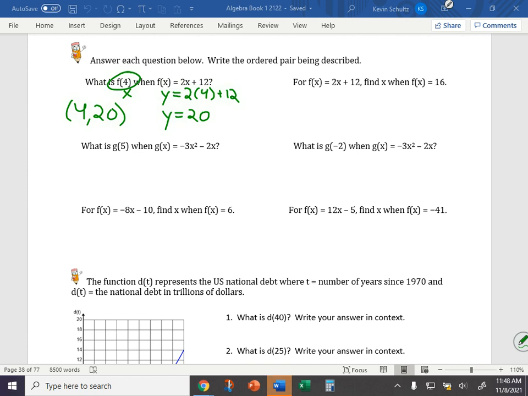Again, success requires you to understand what this question means. When it gives you that notation, f of a number, f of 4, it's giving you the x you need to solve for the y. Same equation, but the one straight across from it says, for f of x equals 2x plus 12, find x when f of x equals 16. It's worded differently here and it's asking you to do something different. What is this equation asking you to do?